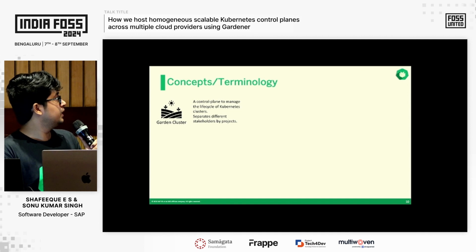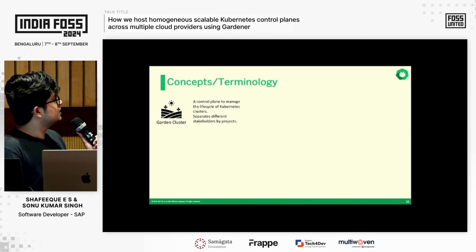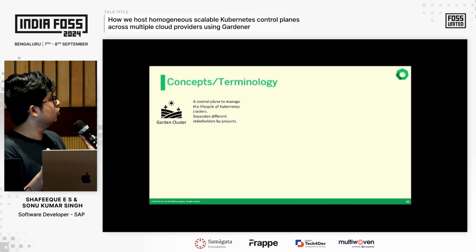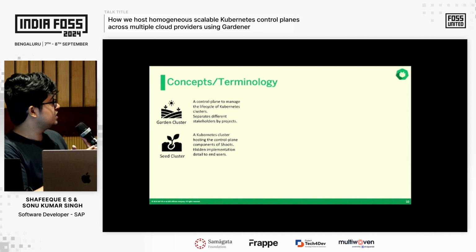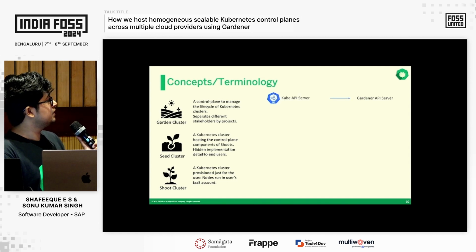And let's also look at some terminologies. So in Gardener, we have this garden cluster, which is the resource meta cluster, which holds all the custom resources managed by Gardener. Then we have the seed cluster, which is the parent cluster that I talked about. So all the control planes are hosted in the seed cluster. Then we have the shoot cluster, which is the cluster provisioned for the user. So all the nodes will be running in the user's infrastructure account, so they have to bring their own infrastructure secret.